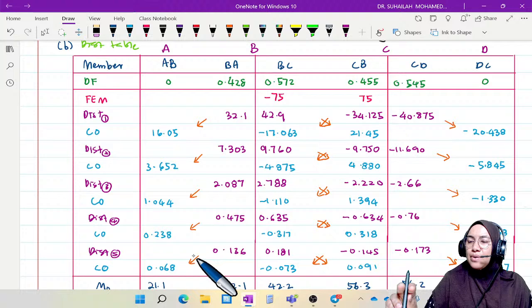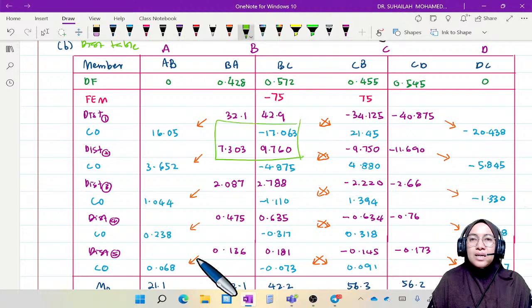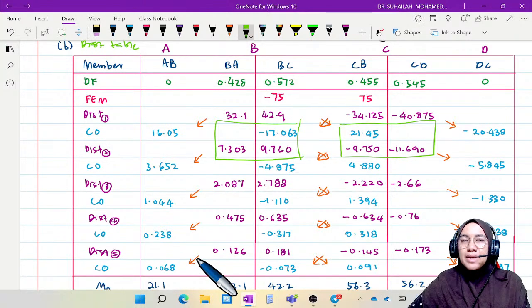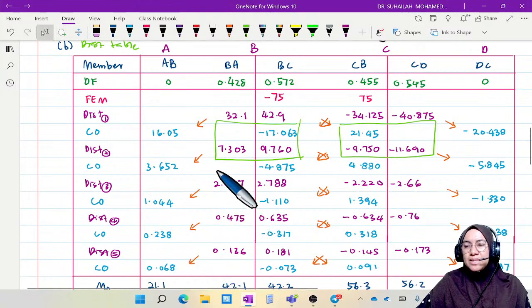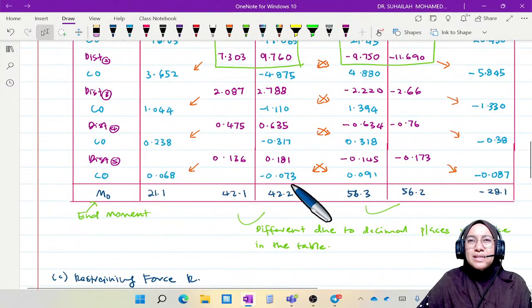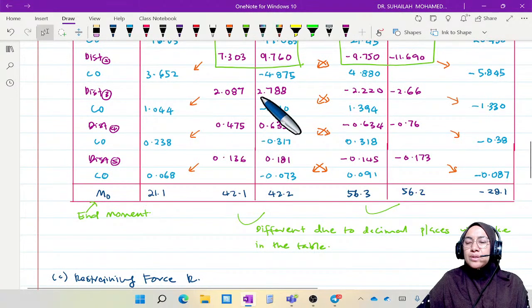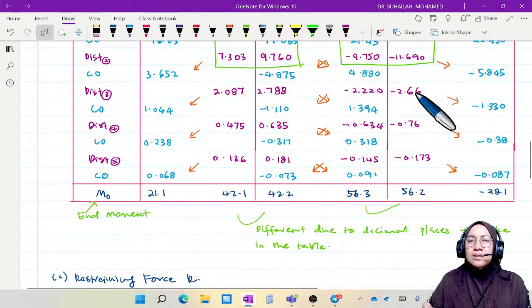When we total this value, it is equal to 1. When we total this value, we get not 1, we get 0. So we repeat the process until the moment reaches 0. Normally we will stop whenever we find a value close to 0, something like this.